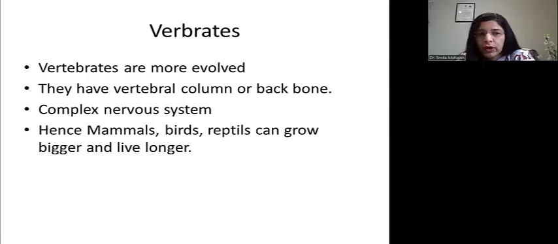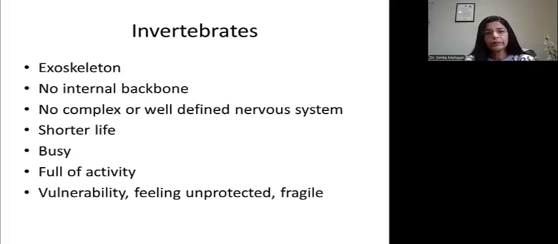As we already discussed, vertebrates are more evolved. According to the PEM, the evolutionary classification of homeopathic remedies, because vertebrates are more evolved, they have a better backbone, better structure. So those personalities will be more evolved, like the mammals, the birds, reptiles. They are better evolved. They can grow bigger and they live longer.